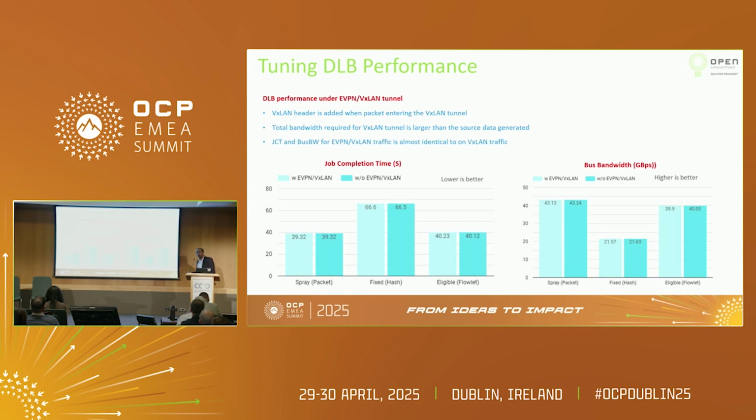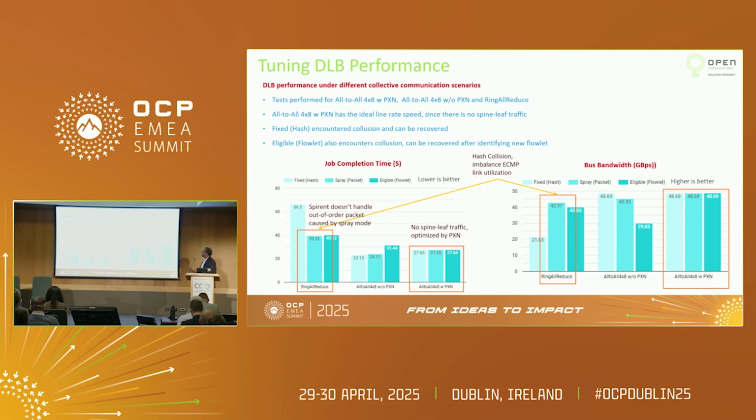Another test with VXLAN and without VXLAN. VXLAN is needed in AI. If multi-tenancy is needed, then VXLAN becomes important. So we see that in spite of the overhead added, the job completion time and the bus bandwidth are almost identical. Very rarely is there a difference. The performance with and without is almost the same. No change at all.